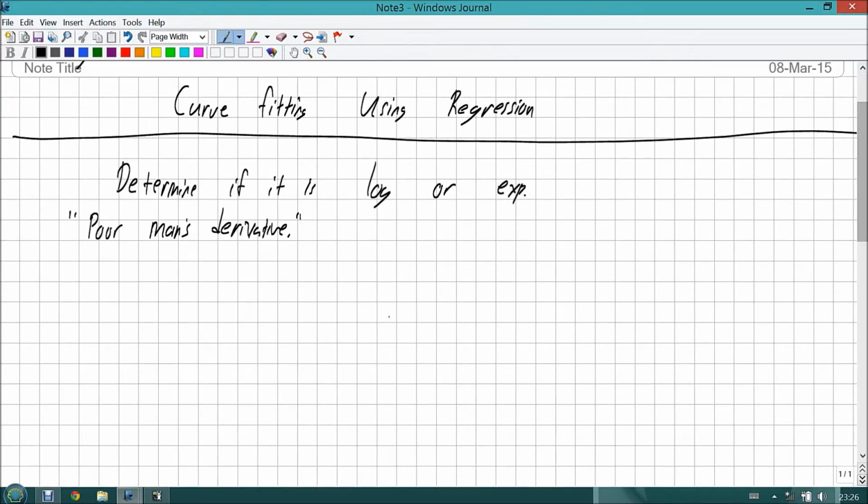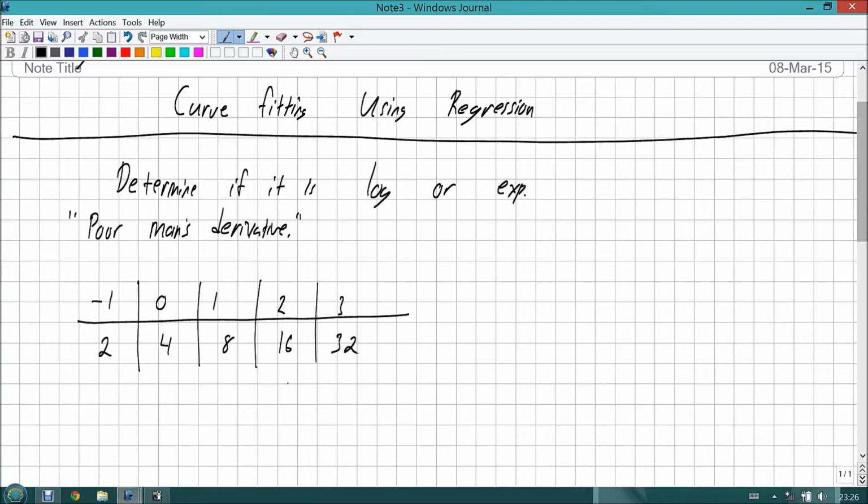Let's say that we have some data, and our x data looks like -1, 0, 1, 2, 3, and then we have something like 5, 15, 40. Well, 5 is too big of a number. I can't do those in my head. Let's try it with 2s: 2, 4, 8, 16, and 32.